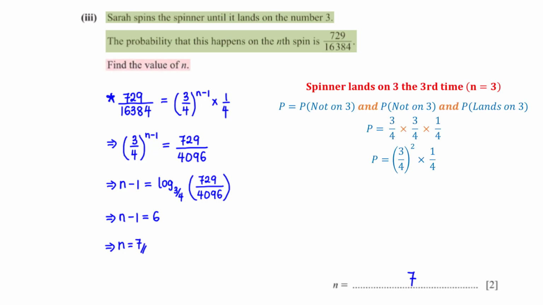Let's assume the spinner lands on 3 the third time. This means for the first and second times, the spinner does not land on 3, and the probability that the spinner does not land on 3 is 3 over 4. And so this probability would be equal to 3 over 4 all squared times the probability that the spinner lands on 3, which is 1 over 4.